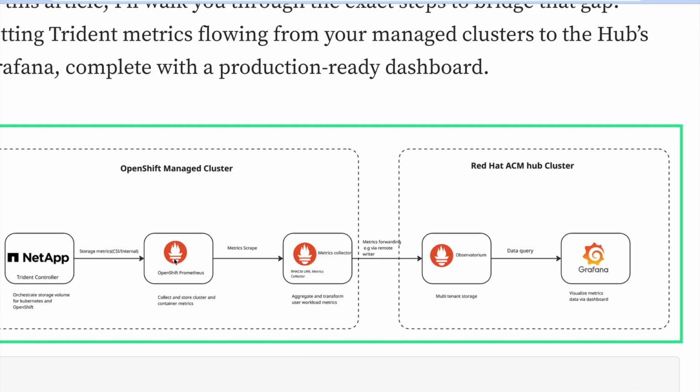And since by default OpenShift monitoring only scrapes platform metrics and not the user workload metrics, right? So here we consider NetApp Trident as user workload because that's something you have installed, that doesn't come by default when you install OpenShift, right? So anything which does not come by default in OpenShift, we call it user workload stuff or monitoring or metrics, right? So you'll collect and store all cluster and container metrics here in the OpenShift Prometheus.